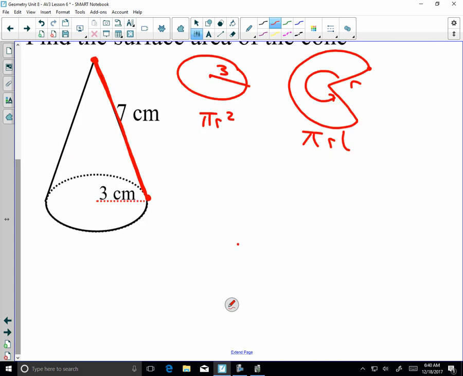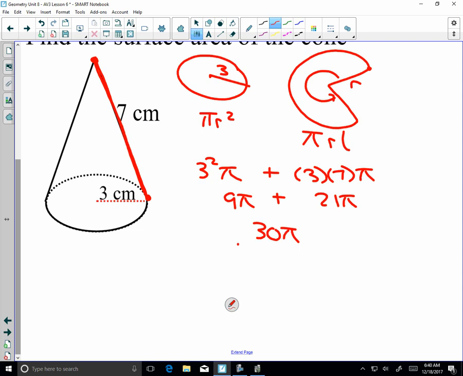So now, finishing up, we've got a radius of 3, so we've got 3 squared pi for our circle, plus our lateral area that wraps around the outside of the cone. We have 3 times 7 times pi. So we have a 21 pi for our lateral area, 9 pi for our circle on the base, and we put those two together and we get a surface area of the cone of 30 pi.